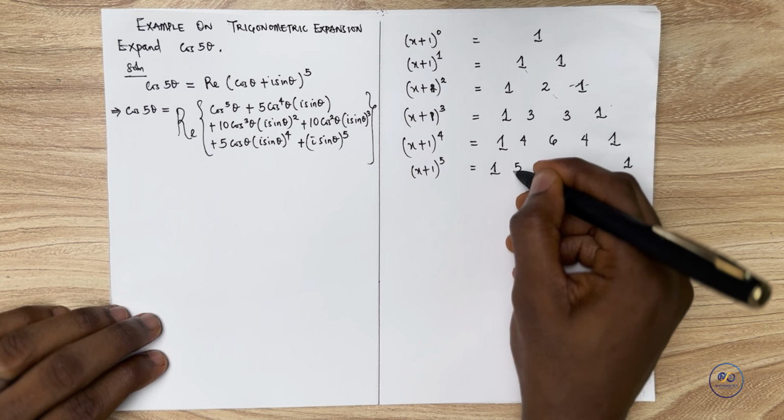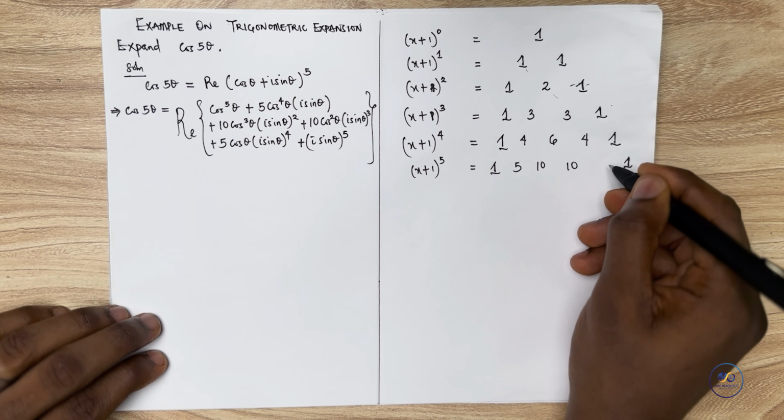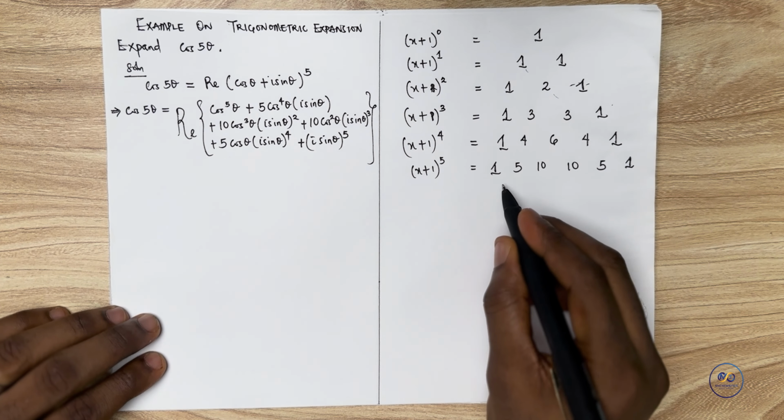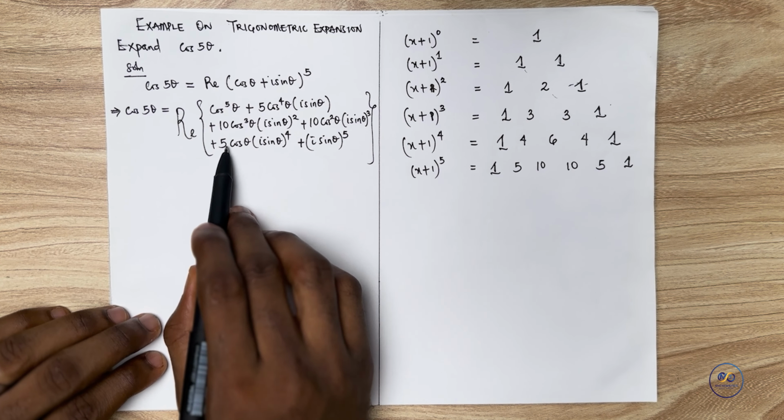1 plus 4 gives us 5. 4 plus 6 gives us 10. 6 plus 4 gives us 10. And then 4 plus 1 gives us 5. Hence, 1, 5, 10, 10, 5, 1.